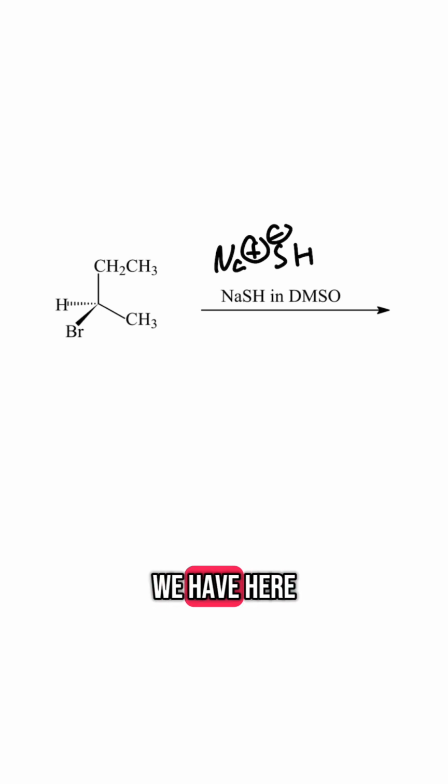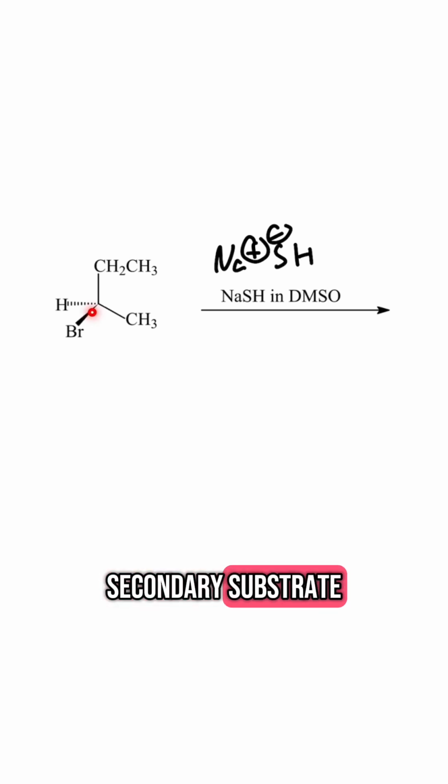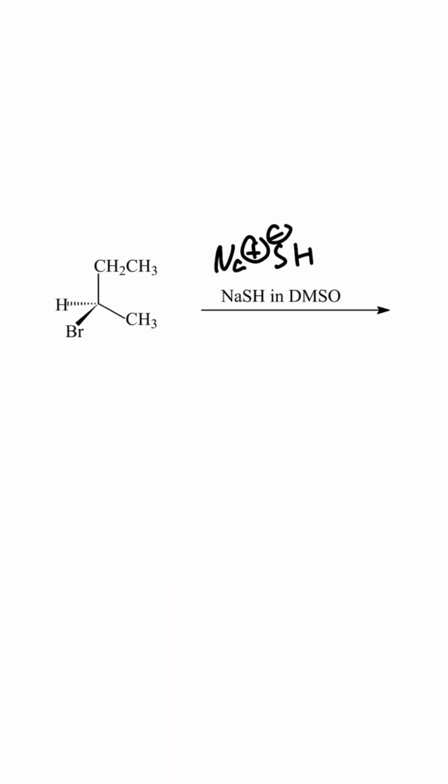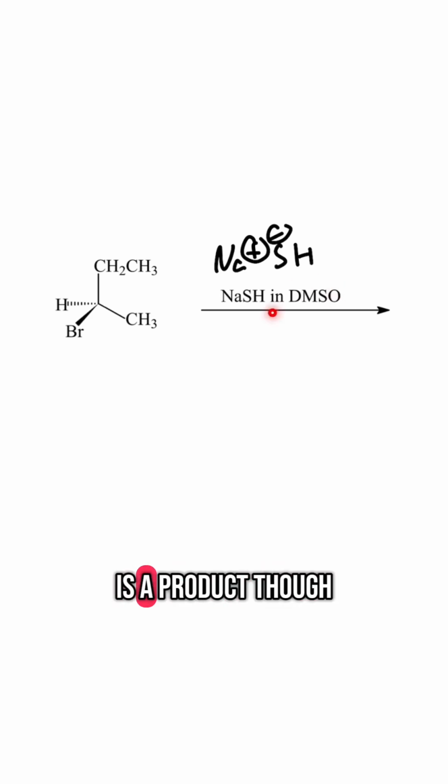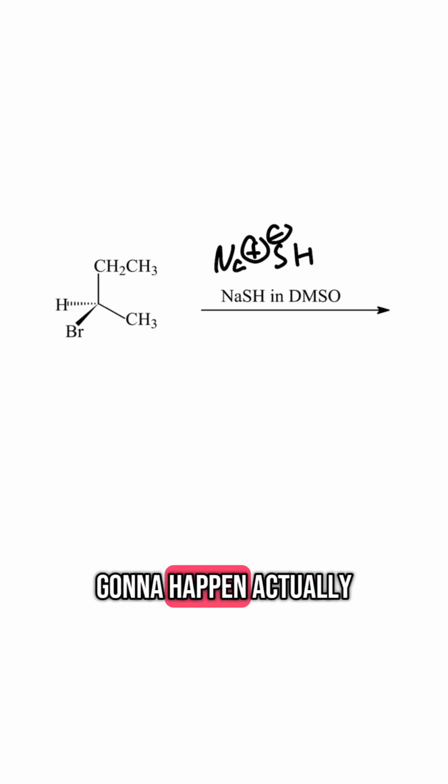So what do we have here? We have a secondary substrate, and we have this right here, which, like I said, is similar to sodium hydroxide. It is a base, not as good of a base, but it is much more nucleophilic. So it's a great nucleophile. So what do we have? We have a polar aprotic solvent with no heat. So what are we going to get? We have a good nucleophile, so we're going to do a substitution reaction. Like I said, this is aprotic though, so we're probably going to do SN2. And that is what's going to happen actually.